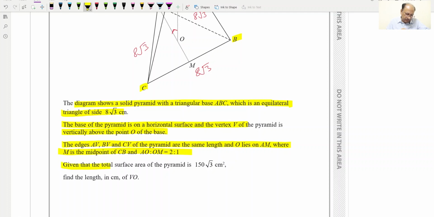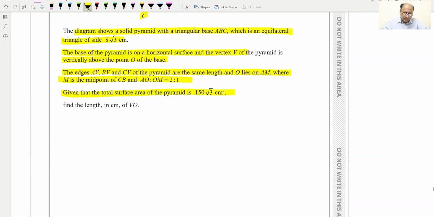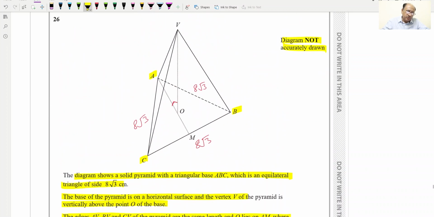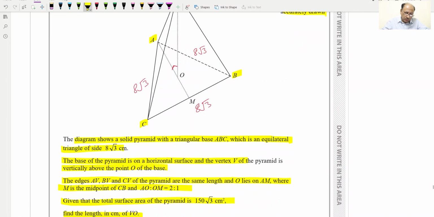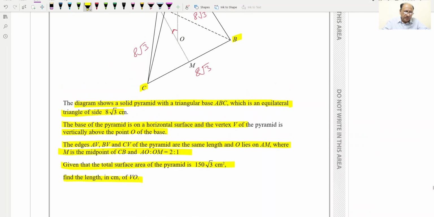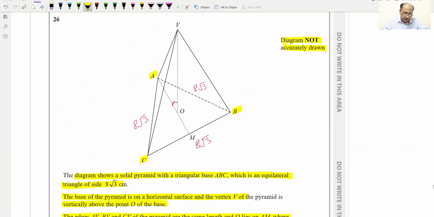Then, given that the total surface area of the pyramid is 150 root 3, find the length in centimeters of VO. So the VO length is required. Okay, so first of all, we will be considering this triangle.